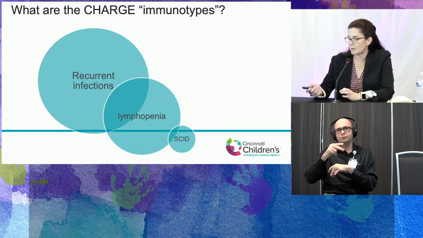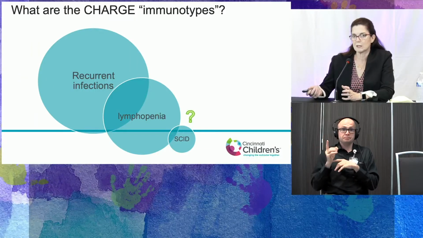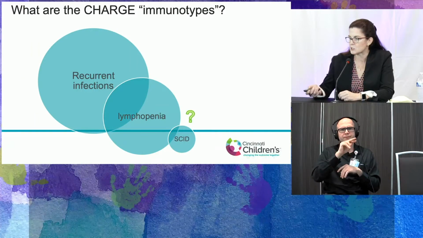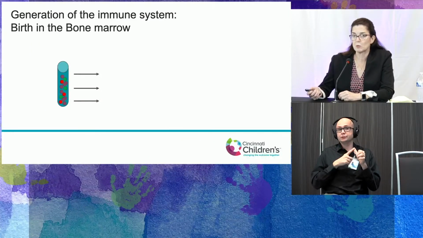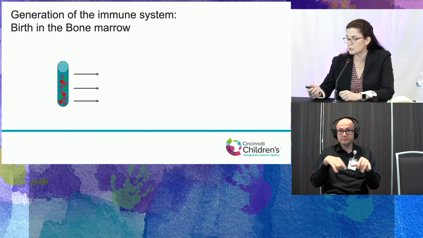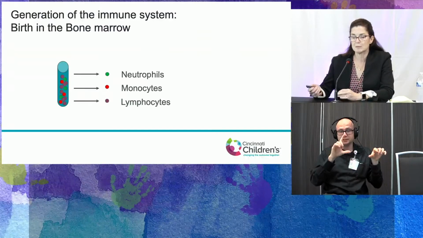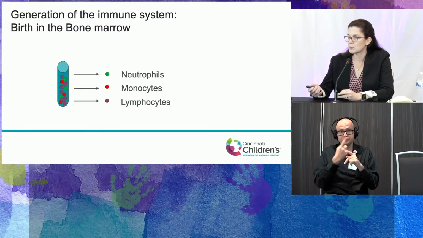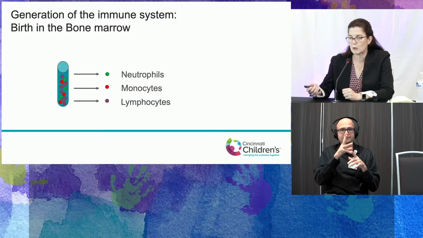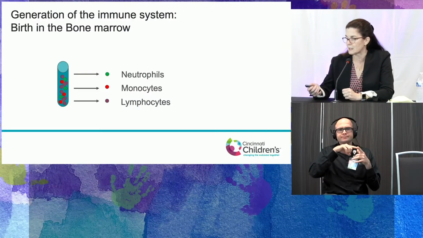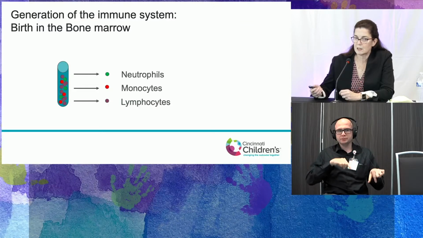And the third, smallest, is something called SCID. Most of us would then say, what is lymphopenia and what is SCID? So I'm going to talk about that. First we have to talk about the immune system, which is generated in the bone marrow. The white blood cells are made up of three main types of interest to me. The first one is neutrophils. It fights bacterial infections, and monocytes do that as well, and are also involved in a more sophisticated immune response, which calls in lymphocytes.